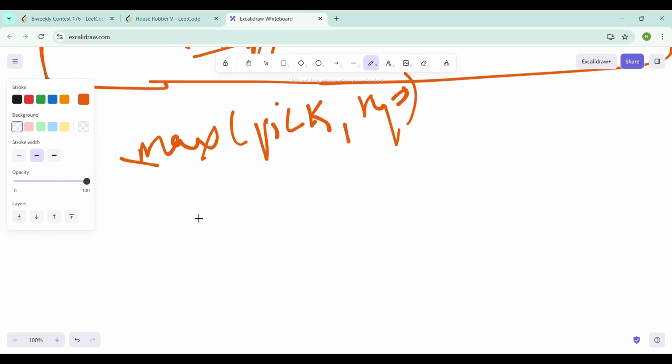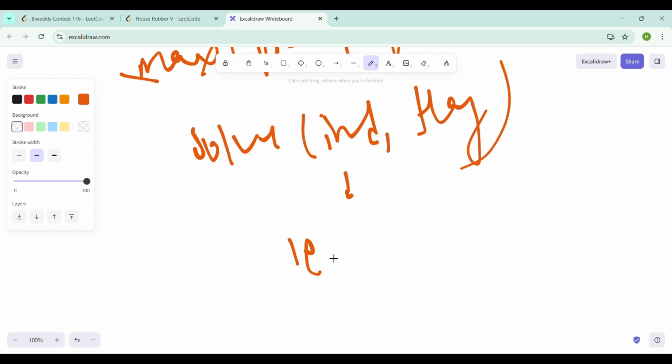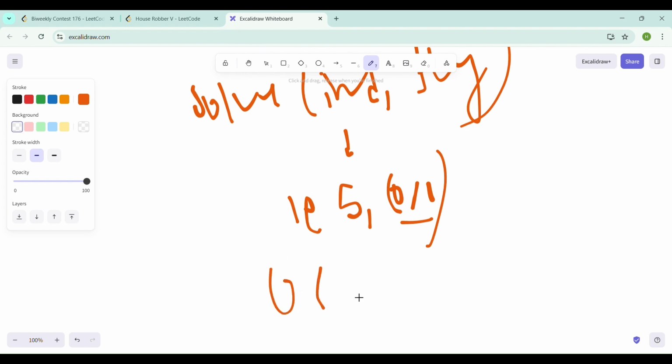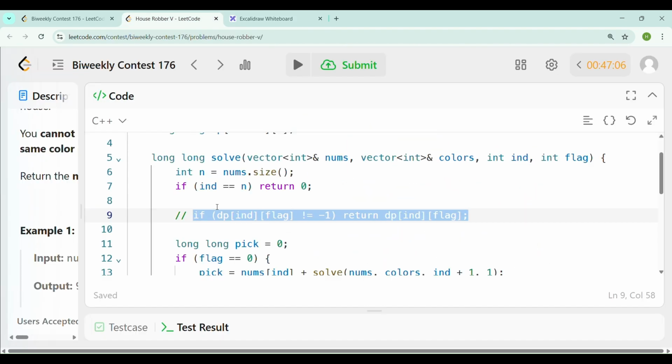So now what are the changing states? The solve function has an index and a flag, right? Index could go up to 1e5, and flag will either have a value 0 or 1, right? So it has two values, so it will be O(2n), which is ultimately O(n). And for 1e5 this will be accepted, right?